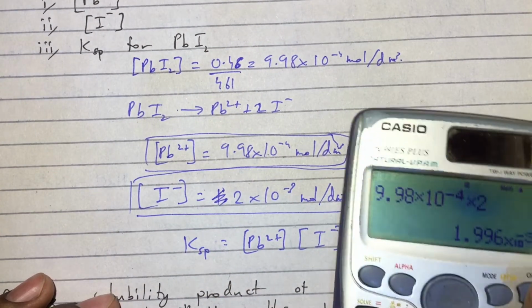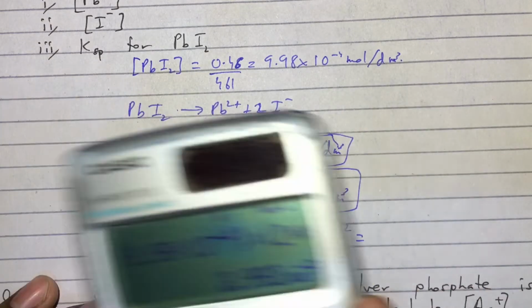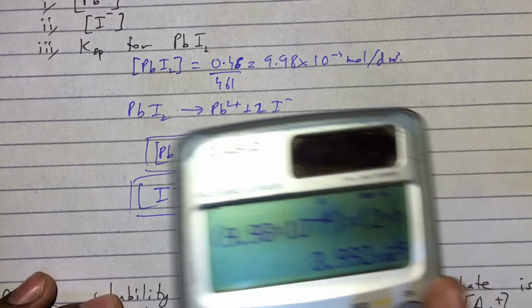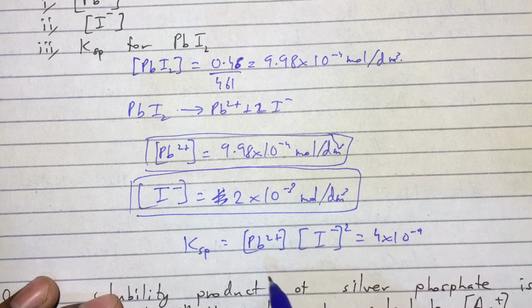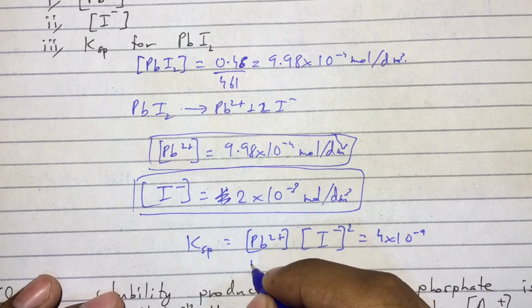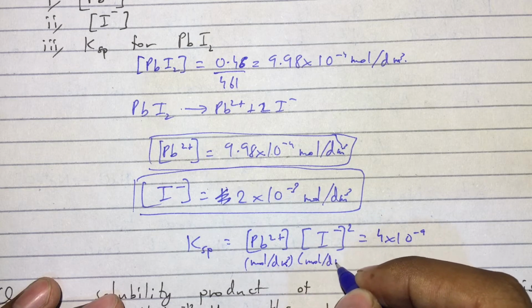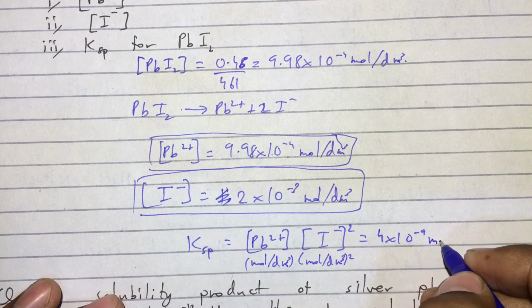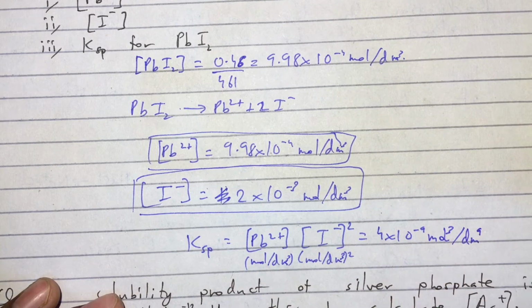Now for the Ksp value, it's 9.98 times 10 power negative 4 times 2 times 10 power negative 3, which is squared. It's 3.99, nearly 4 times 10 power negative 9. And the units will be, so this is mole per dm cube and this is mole per dm cube squared. So this will be mole cube dm upon dm power 9.